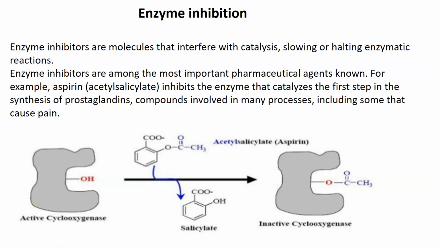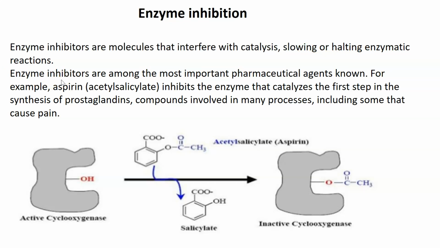So, enzyme inhibition. Enzyme inhibition is extremely important. Everything we talk about is important, but it's difficult to stress how important inhibition of enzymes is, because it's a mechanism by which cells can regulate the activity of enzymes. It's also a way by which drugs work on enzymes. Enzyme inhibitors are molecules that interfere with catalysis, slowing or stopping enzymatic reactions altogether.